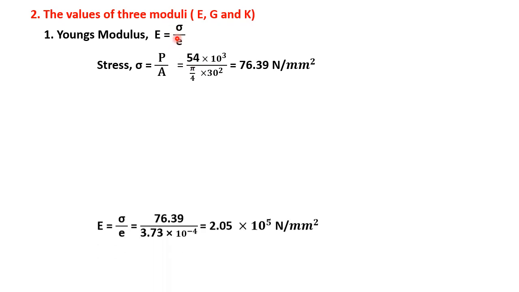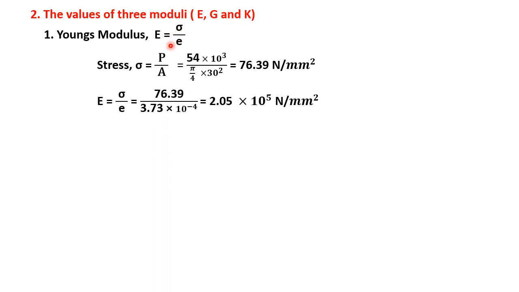Now the value of stress as well as strain is known to us. Just simply we need to put these values here so that we can get the value for E is equal to 2.05 into 10 to the power 5 Newton per mm square. Next is to find the value for modulus of rigidity, which is also known as shear modulus, and it is denoted by the term G. The formula for finding the G value is E upon 2 into (1 plus mu).